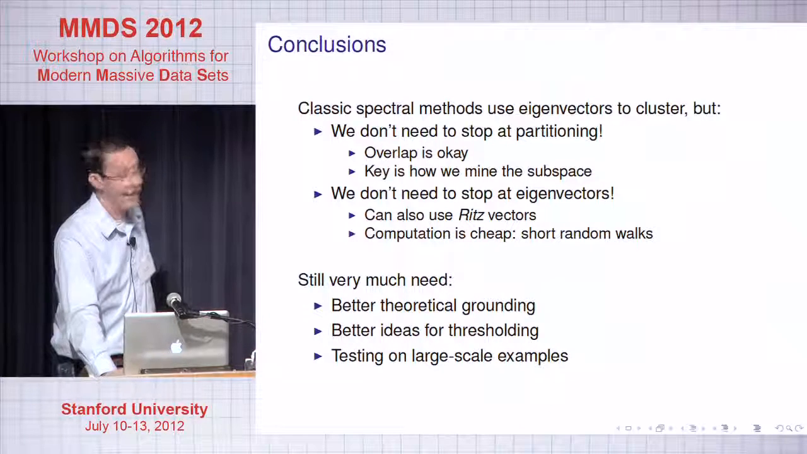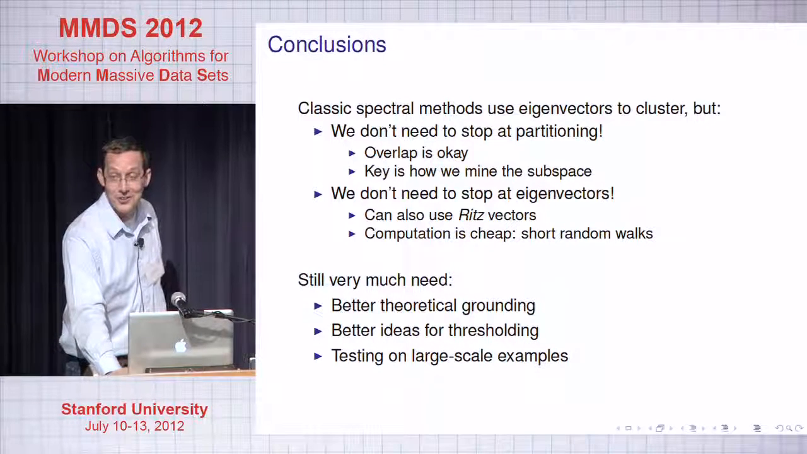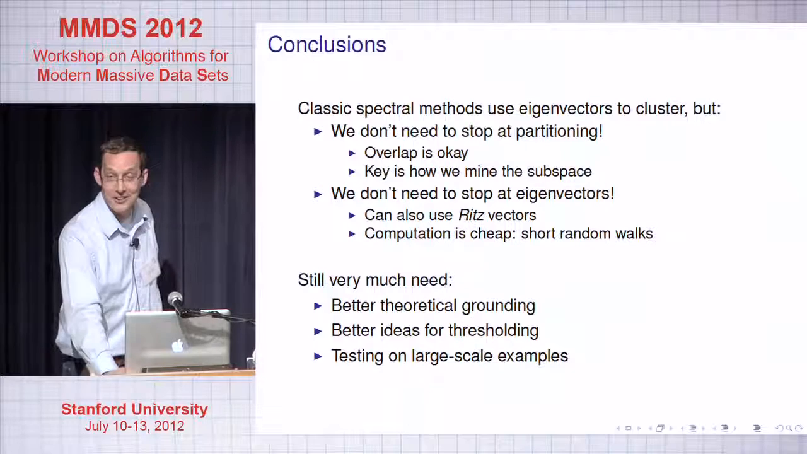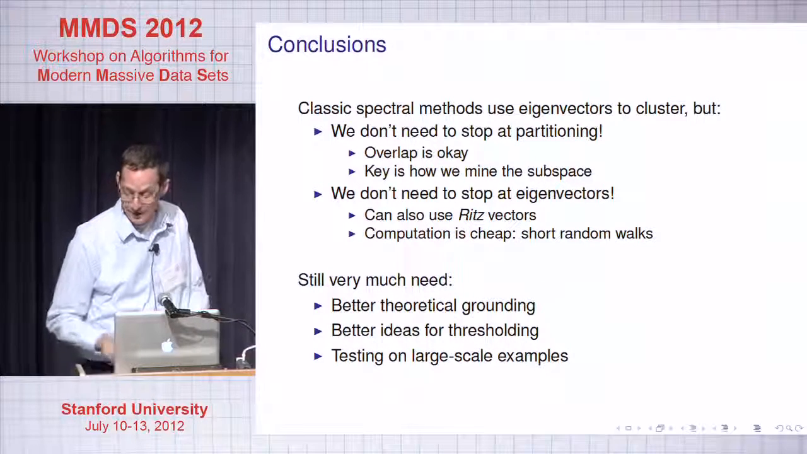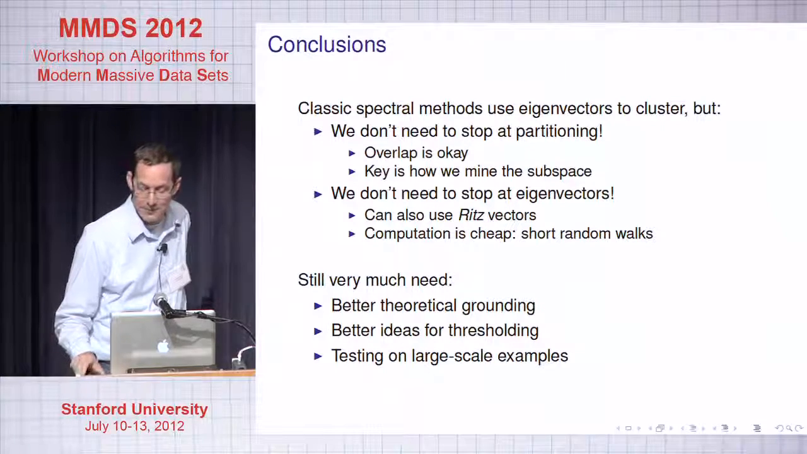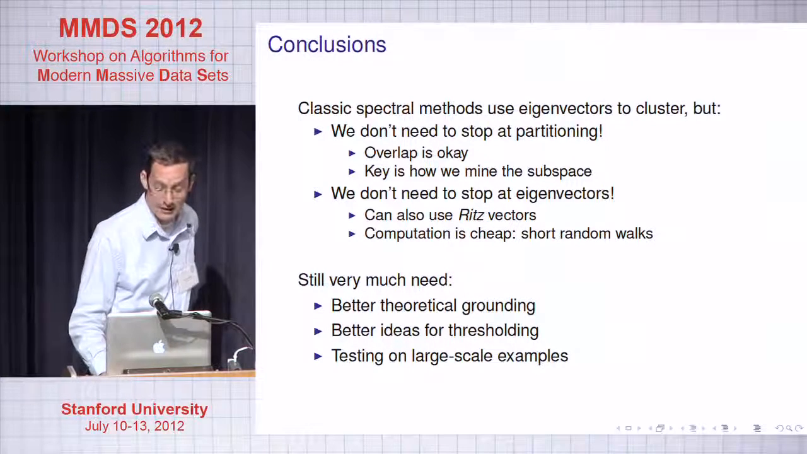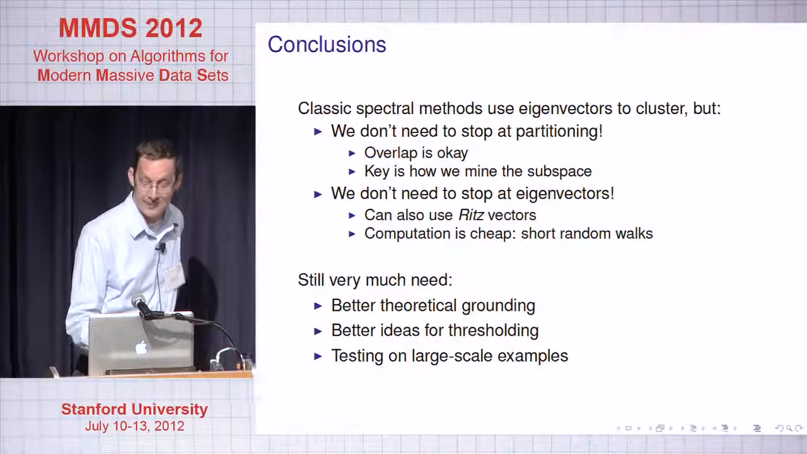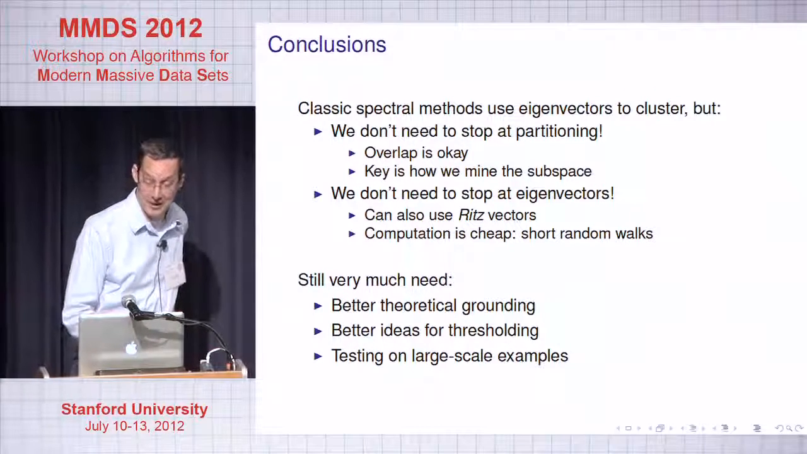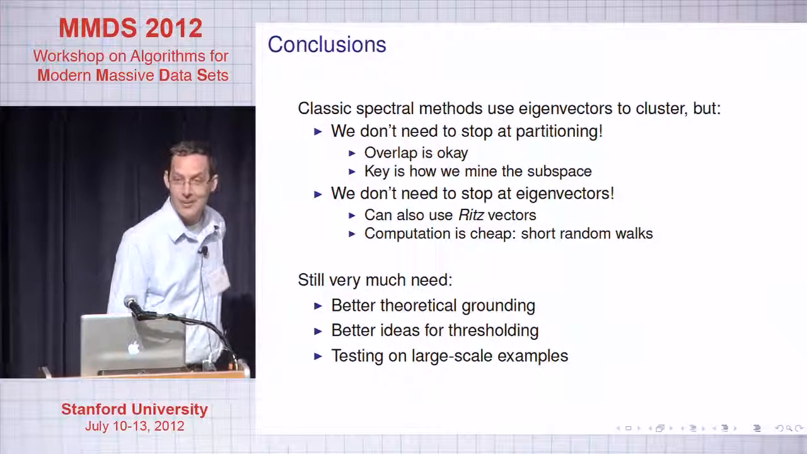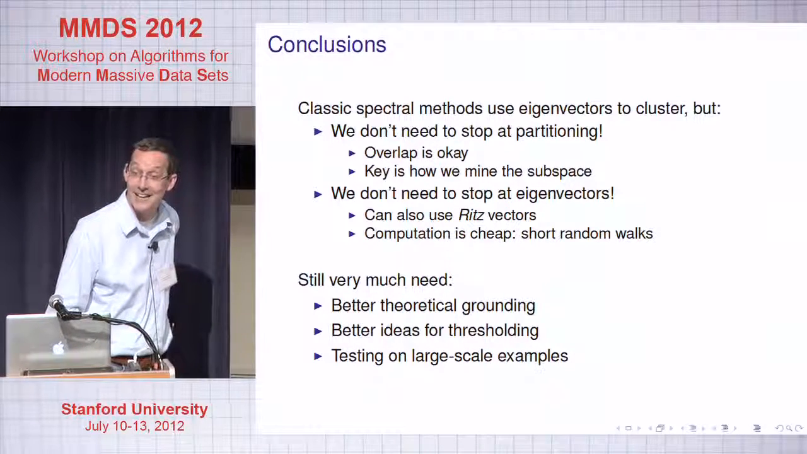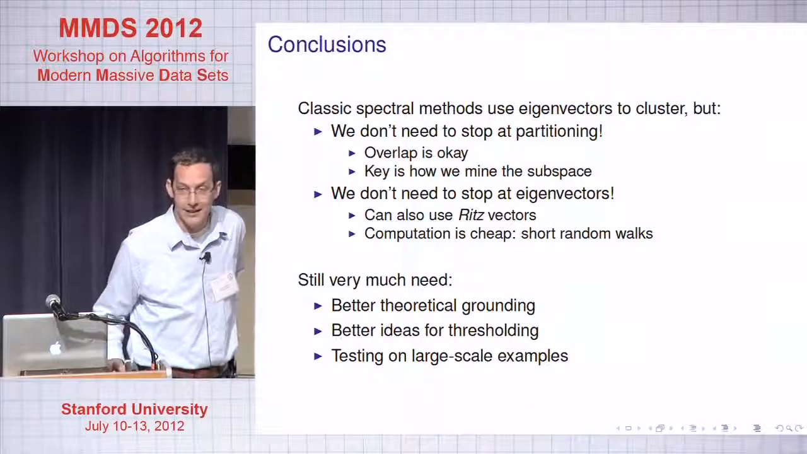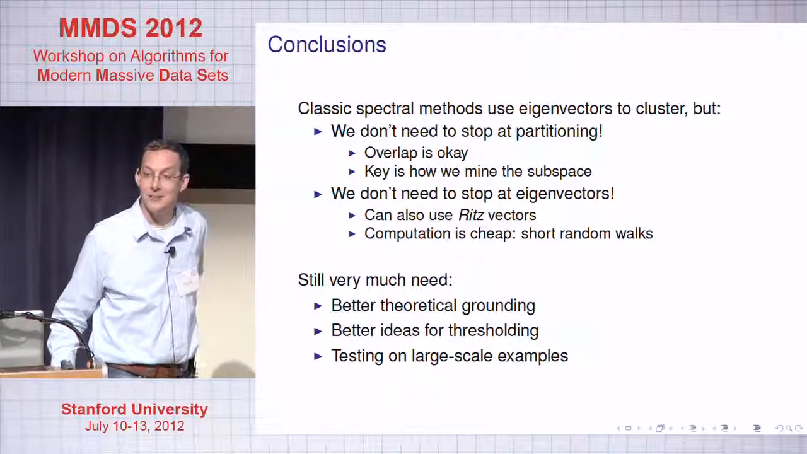The algorithm that I described is still a long jump from what I'm able to theoretically justify. The thresholding algorithm I have works sometimes and fails embarrassingly at other times. And I was very excited to see Jure Leskovec's pointers to data where there's actually ground truth. So I'm planning on going back and testing on some of that as soon as I get back to Ithaca. Thank you.